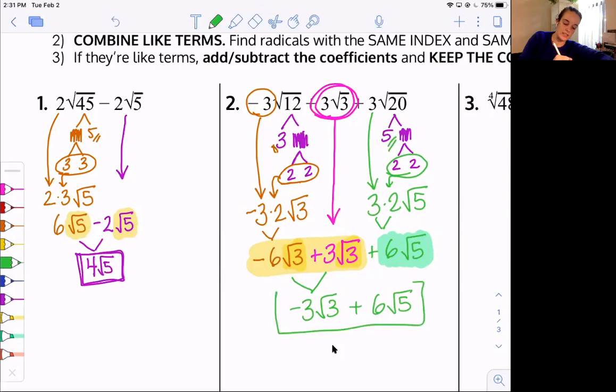This would be our final answer. We can't combine them anymore. It's basically the same as saying I have negative 3x plus 6y. There's nothing else I can combine together because they're not like terms. So I would just write that as my answer. This is as simple as we can get because they're not like terms.